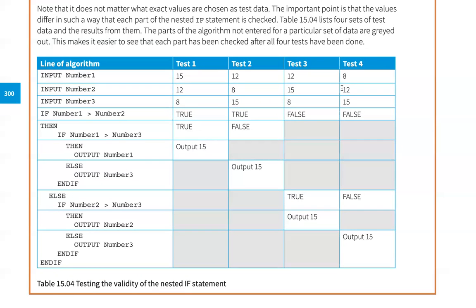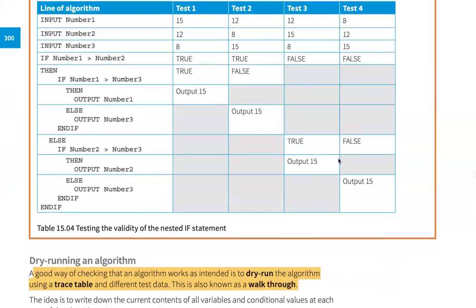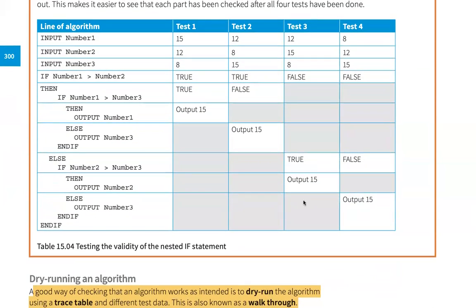Now we've got the fourth set here, in which the second number is larger than the first number, and the third number is the largest. So as expected, that's also fine. In this case, if number two is greater than number three, false as expected, then I will come here to the else statement in which I'm outputting number three as the largest.